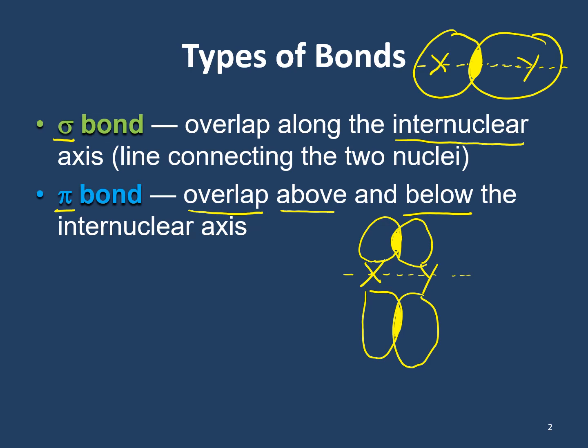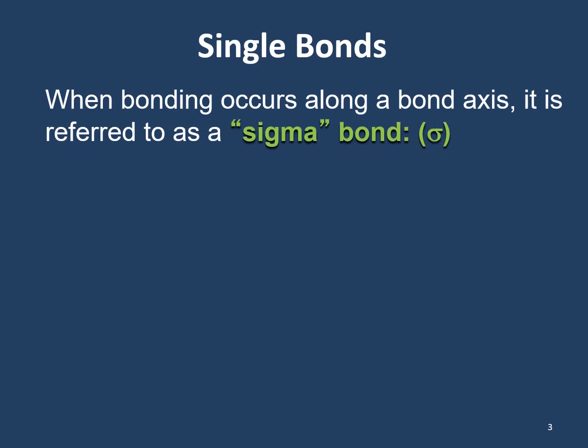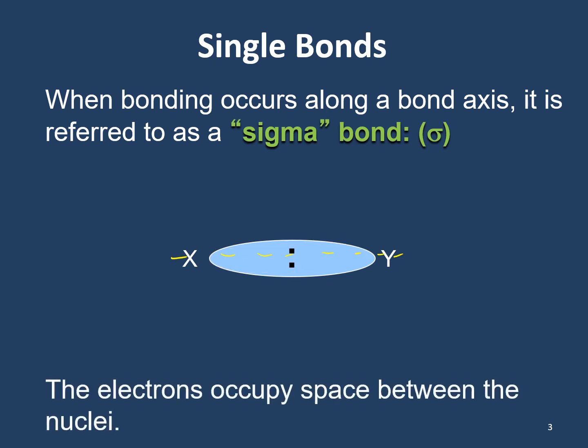Now there's some other stuff that we need to talk about in terms of these two new vocab words. When bonding occurs along the bonding axis, it's referred to as a sigma bond. So this is a more digital friendly picture. Our overlap is occurring directly along that axis of the two atoms' nuclei. The electrons are going to be in the space directly between those two nuclei. These black dots here are my electrons in this case.